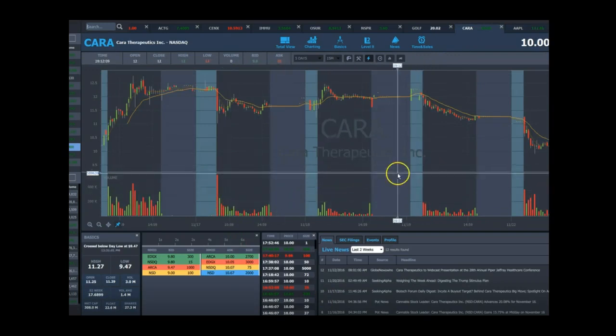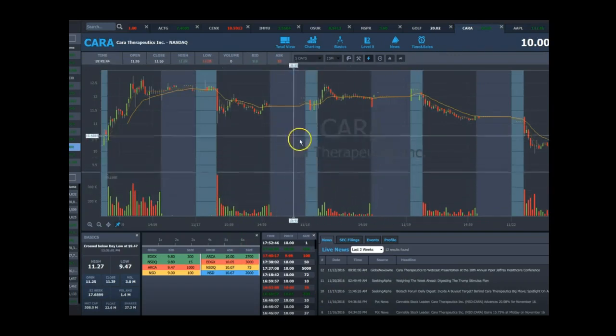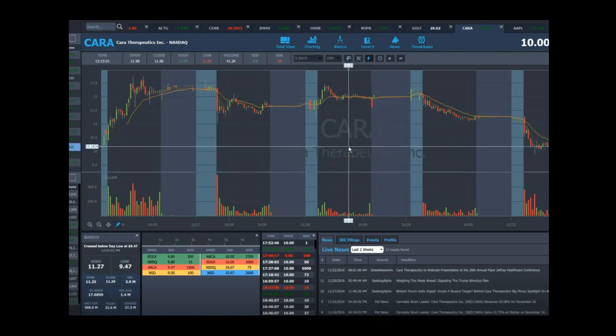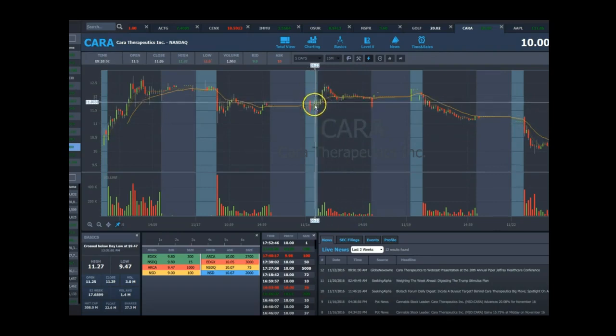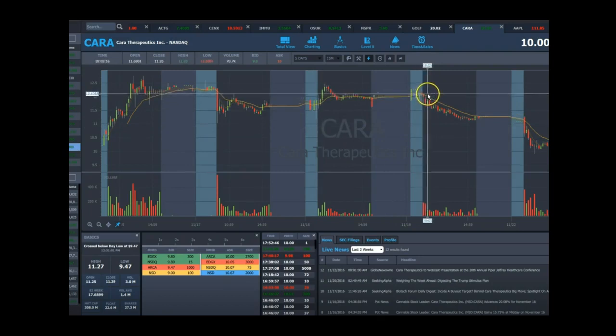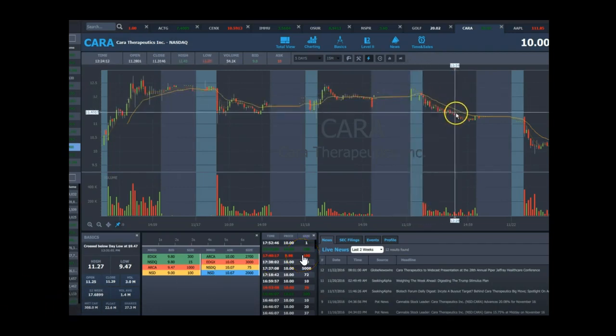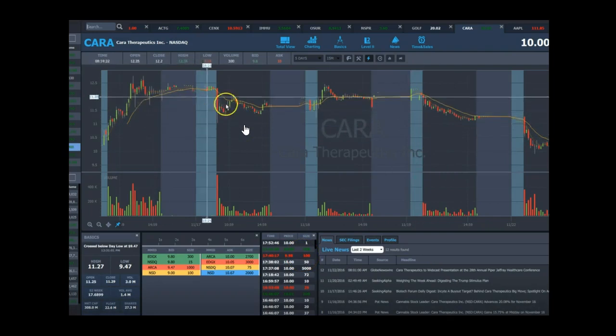So here you can see the crossovers. This is CARA, C-A-R-A, a lot of people have been trading this lately. Here is a bullish crossover here where the 5 EMA comes up and over top of the 15, crosses the 15 and trends up above it. Here is a bearish one where the 5 is above it and then it crosses below. And then, of course, the market goes down. So these give you the direction, and then this gives you the buy signal and the sell signal.